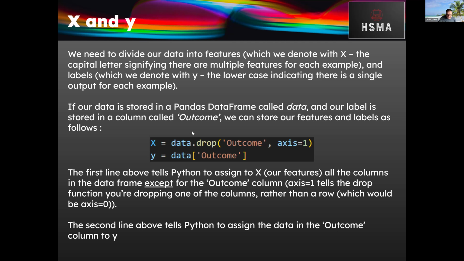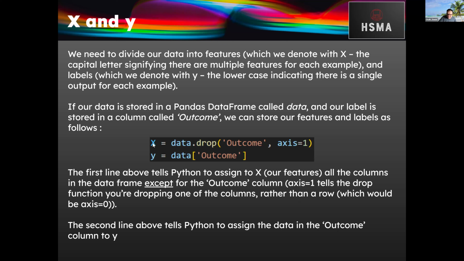Now, assuming that our data is stored in a pandas data frame, and that's the best way to pre-process your data, so you've got it nicely into a data frame, all the data we'll be giving you will be pre-processed into pandas data frames. And assuming that data frame is called data here, but obviously it could be called anything you like. Assuming that our label, our output, the thing we're trying to predict, is stored in a column called outcome, but again, it could be called something different in your data. Then we can store our features and labels as follows, just with these two simple lines of code.